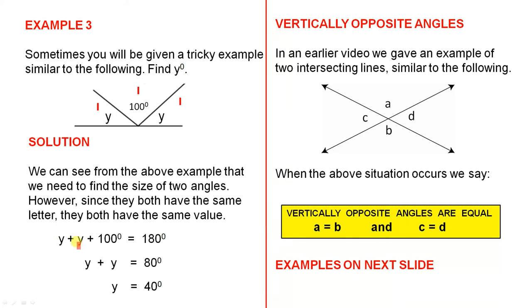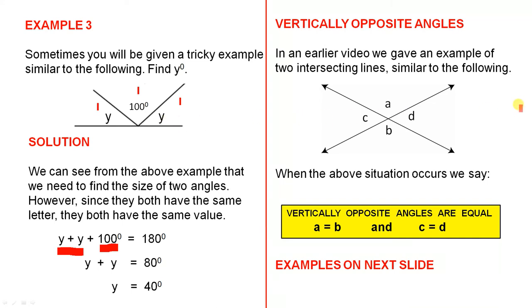So Y plus 100 is 180. So what do you have to add to 100, which is that part, to give you 180? Well, you've got to add 80. So that means those two there, they must be 80 degrees. So Y plus Y must be 80, because 100 plus 80 will give you the 180. But since they're both equal, that means Y equals 40. Just find half of 80. So each of those angles is 40 degrees.